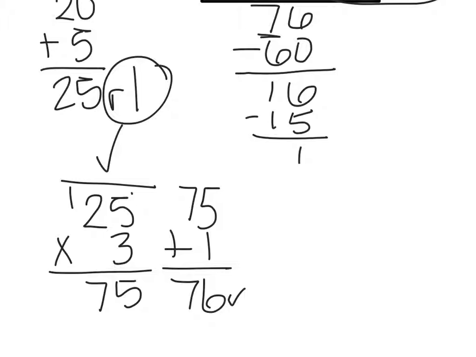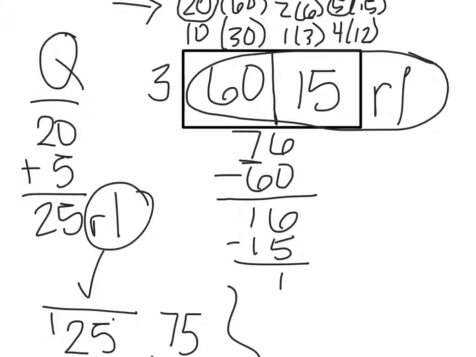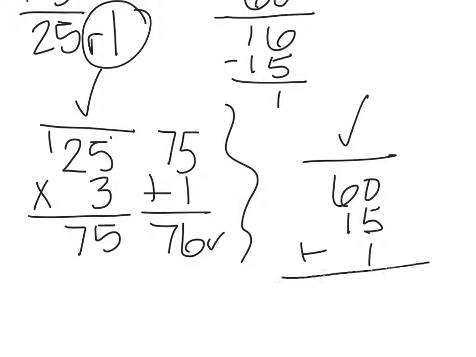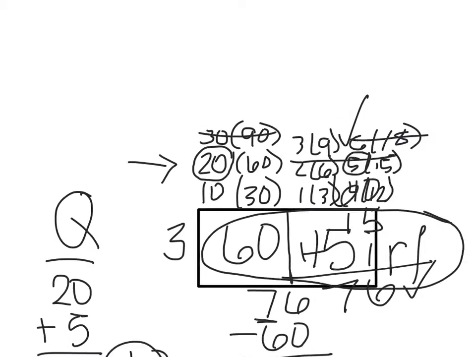25 is my quotient. The other way to do that is to add the partial products that we found and put inside the box up here. So then I would add 60, 15, and 1. 5 plus 1 is 6. 6 plus 1 is 70. So 76. Again, I am correct. So I can say that my quotient is 25 with a remainder of 1.